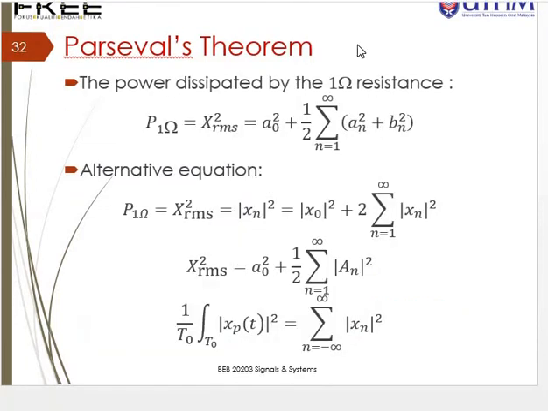This is Parseval's theorem for the power dissipated by a 1 ohm resistance. P for a 1 ohm resistance is equal to A naught squared plus half of the summation from n equals 1 to infinity of An squared plus Bn squared. So this is the formula for the power dissipated in the 1 ohm resistor.